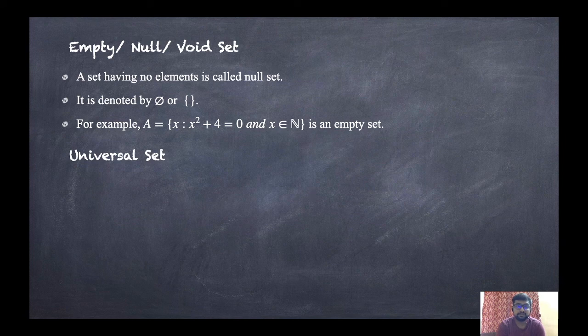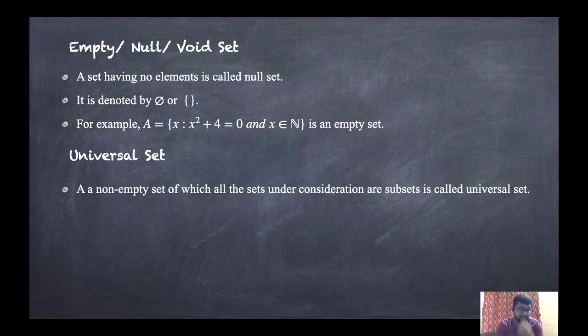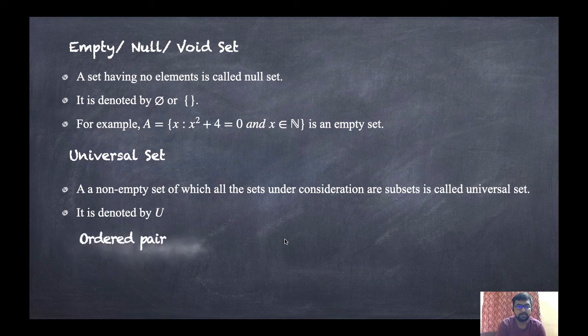Next, universal set. A non-empty set of which all the sets under consideration are subsets is called universal set. That means set of everything, that is the universal set. It is denoted by U, capital U.